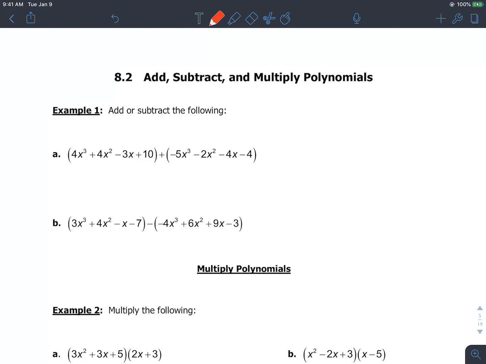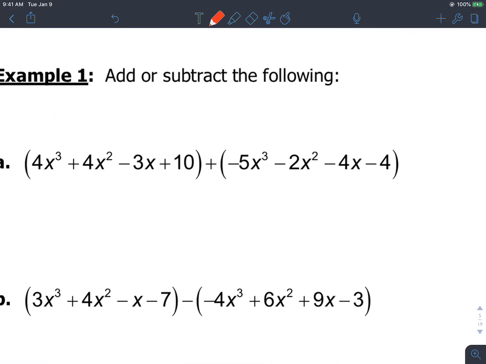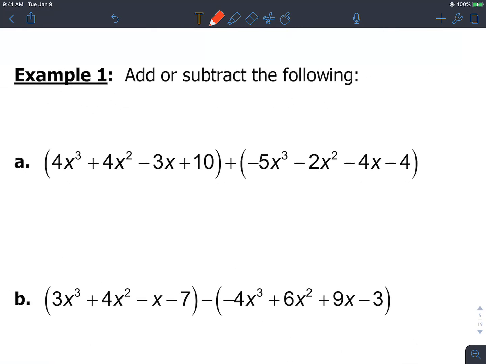Alright, here we go. We got 8.2, add, subtract, and multiply polynomials. We're going to continue on with polynomials and all the stuff we do with those. Really, this should be a review of Algebra 1 stuff. This isn't really anything new, so we don't have a ton of examples to do. So here we go. Add or subtract these two polynomials here.